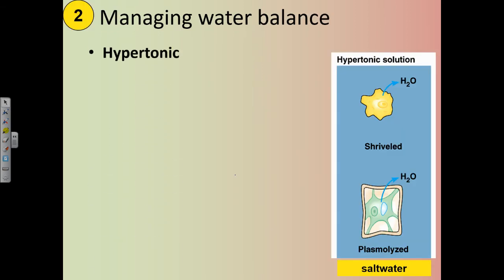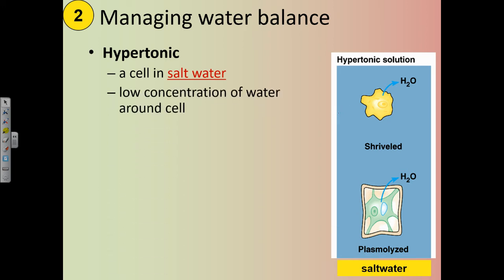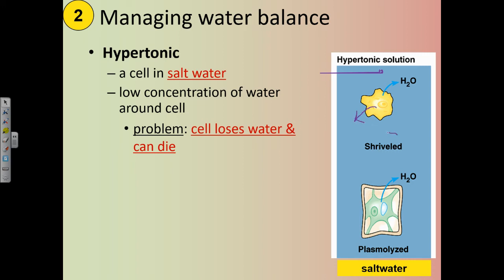The second solution is hypertonic solution. This would be like an animal cell in salt water. Salt water would be hypertonic because there's more salt than there is water. It has a very low concentration of water around the cell compared to the amount of salt. The problem with this one is the cell loses water and can potentially die. So what tends to happen here is water is going to leave the cell and the animal cell is going to start to shrivel up.